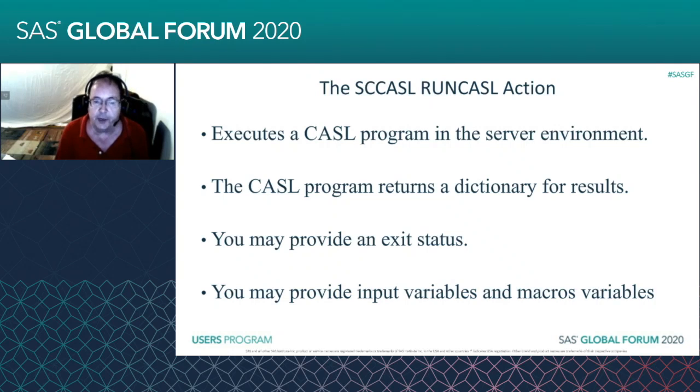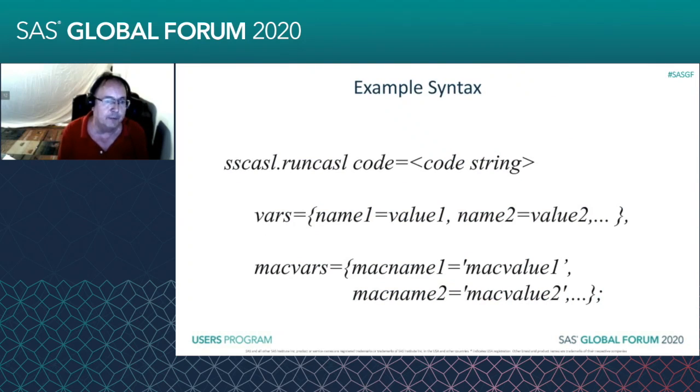The server side does emulate the symput and symget operations that you will find on the SAS side of the world. Now, an example of runCasl is you specify the action set and the code, and give me the code as a character string. You specify whatever variables you want, and that's in the form of a dictionary. And then you specify the macros you want, and those are the form of a dictionary as well.